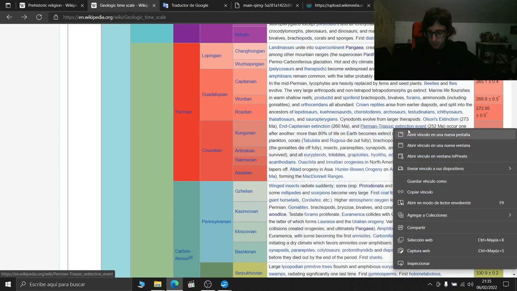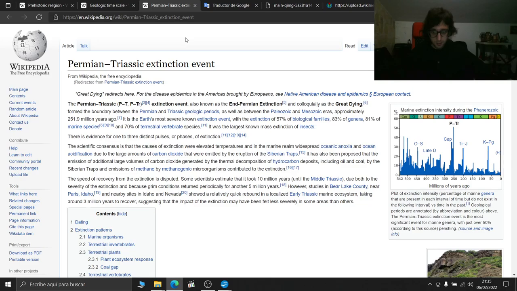Permian-Triassic extinction event. It is the Earth's most severe known extinction event, with the extinction of 57% of biological families, 83% of genera, 81% of marine species, and 70% of terrestrial vertebrate species. The largest known mass extinction of insects.